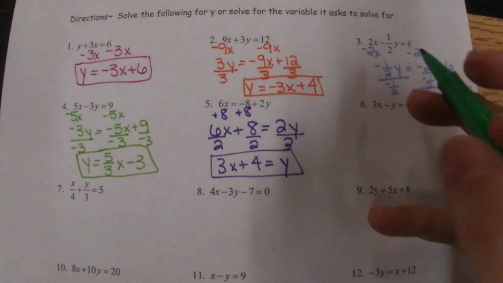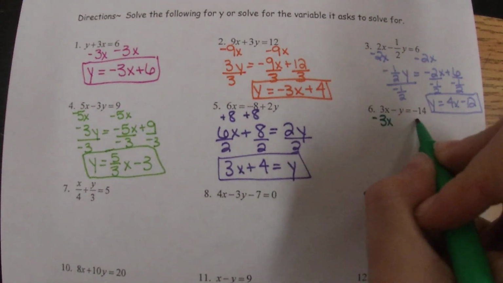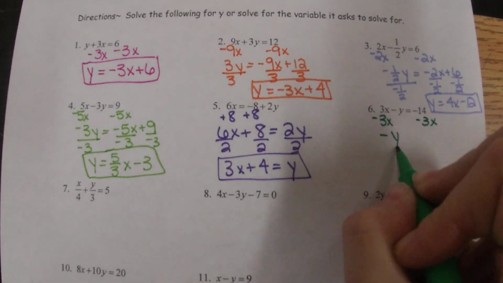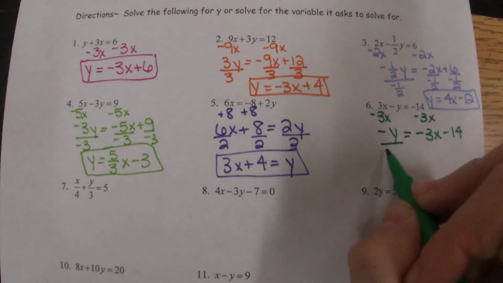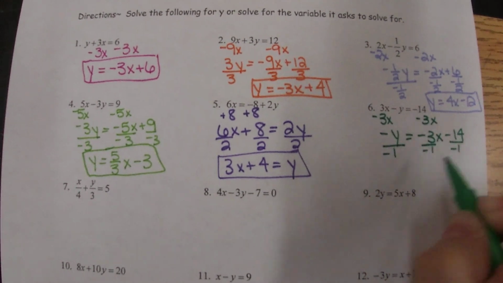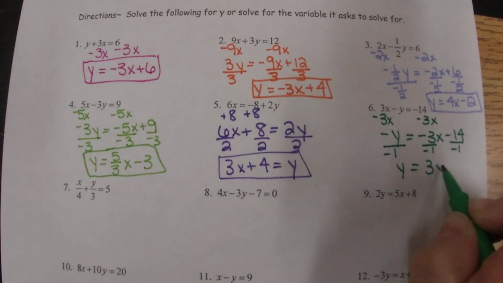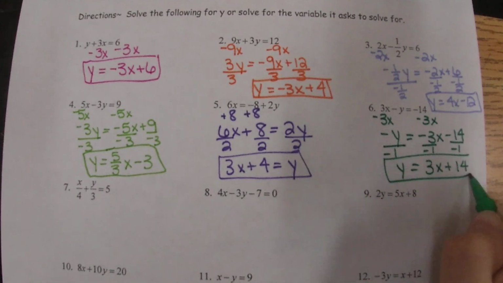Number 6, we subtract this 3x from both sides. So that will leave us with negative y equals negative 3x minus 14. We will then divide by negative 1, and we will get y equals 3x plus 14.